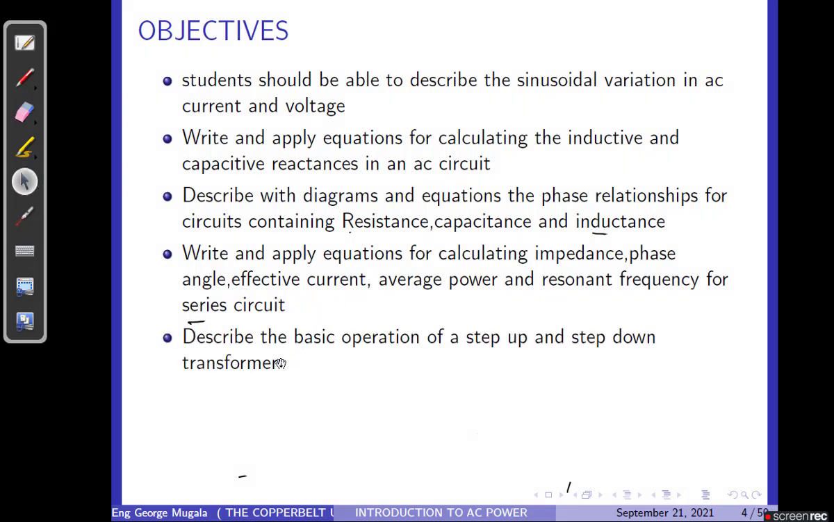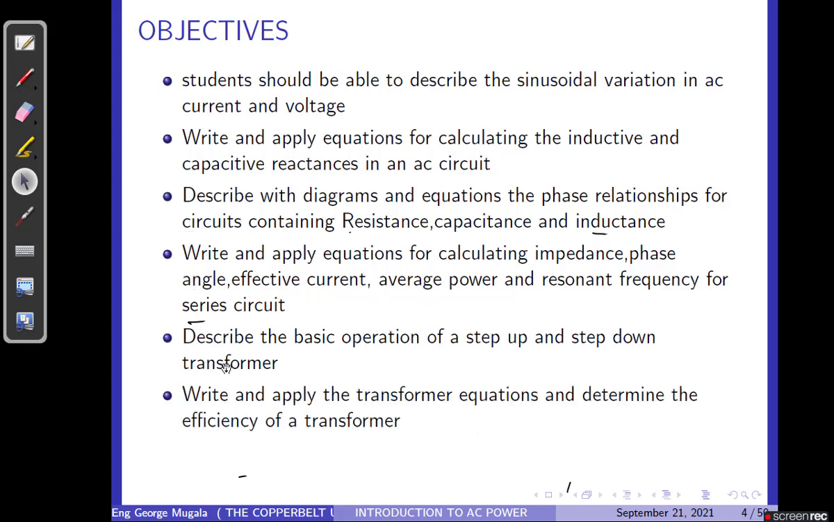Now, you have to describe the basic operational setup of a step-down transformer. We shall go through this as well in this document, just to understand the transformer, because the transformer is a very, very critical component, especially when it comes to AC power. You remember that the function of the transformer is to either step up or step down AC voltage. We should be able to write and apply the transformer equations and determine the efficiency of the transformer.